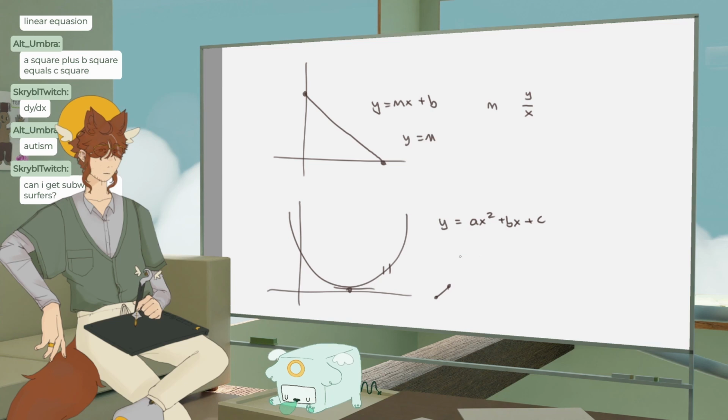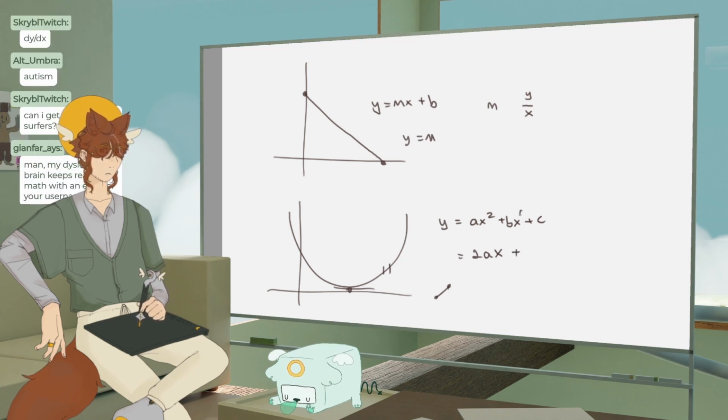And the way that we do that is we take a power and bring it down in front. So we're going to have 2a, and we take 1 from that power. And this works here too. With the b, we take the 1, bring it down, we get b, and then we subtract 1 from the power, and that's x to the 0th, which is just equal to 1. And this doesn't have any x's, so that's 0. There you go. Calculus.